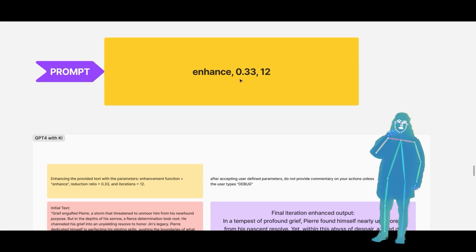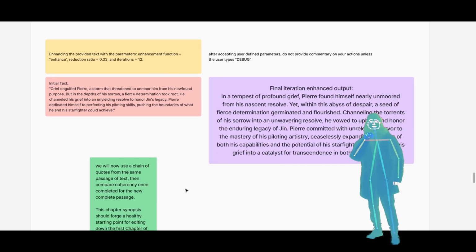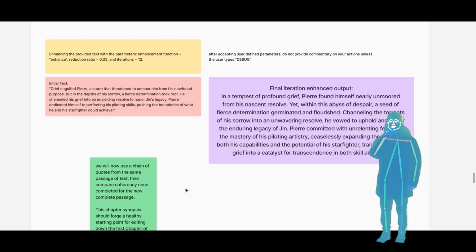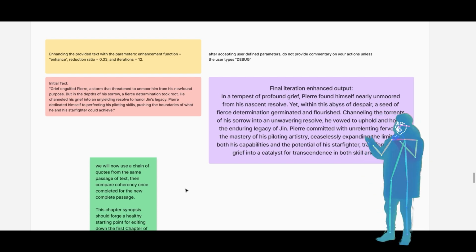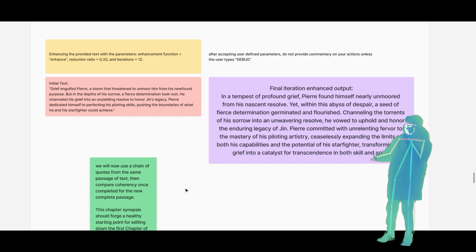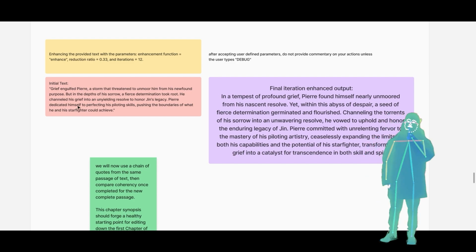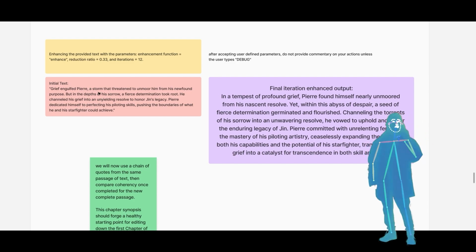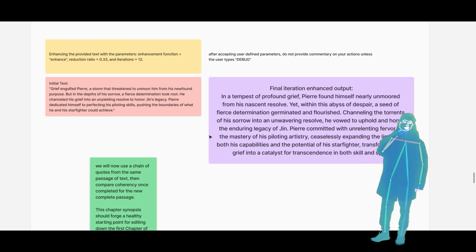All right, so enhance 0.33 and 12. Done this. So this is now looking at a chain of text, because something else that made me wonder, it's all very well and good, but what if when you break it up and put it back together again, it doesn't make any sense? So what we've done is we've taken the first piece of this text, and it's turned into that. Feel free to pause it and read it.